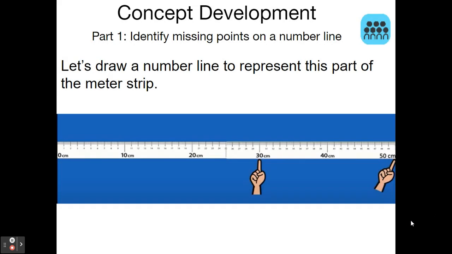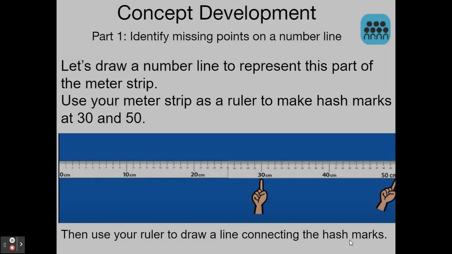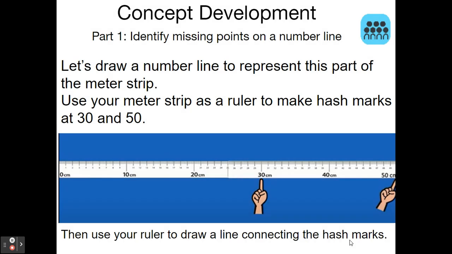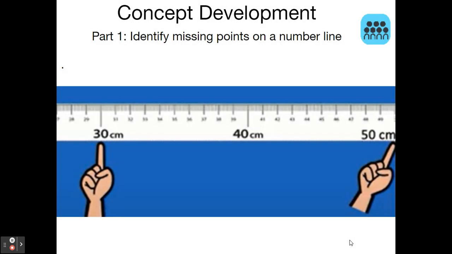Let's draw a number line to represent this part of the meter strip. All right, use your meter strip as a ruler to make hash marks at 30 and 50. Then use your ruler to draw a line connecting the hash marks. What are you talking about, Miss Shelton?